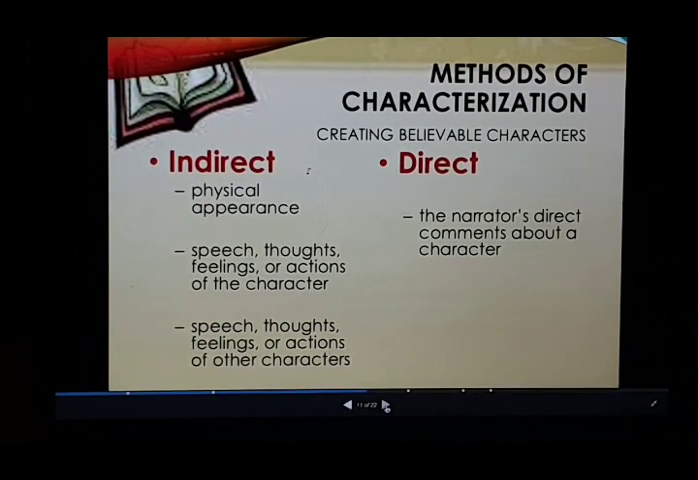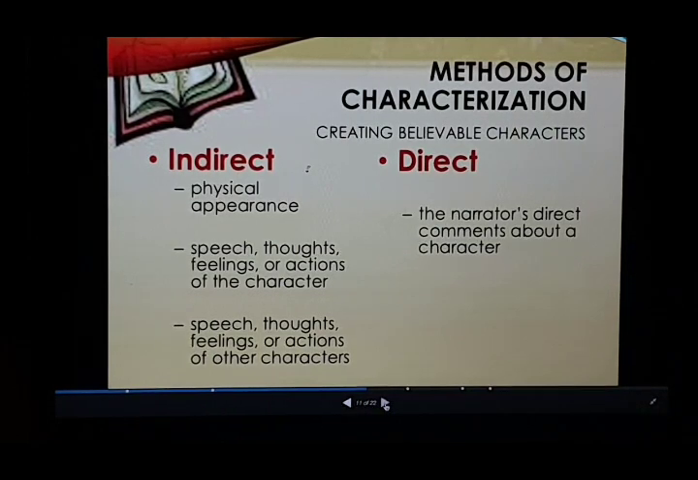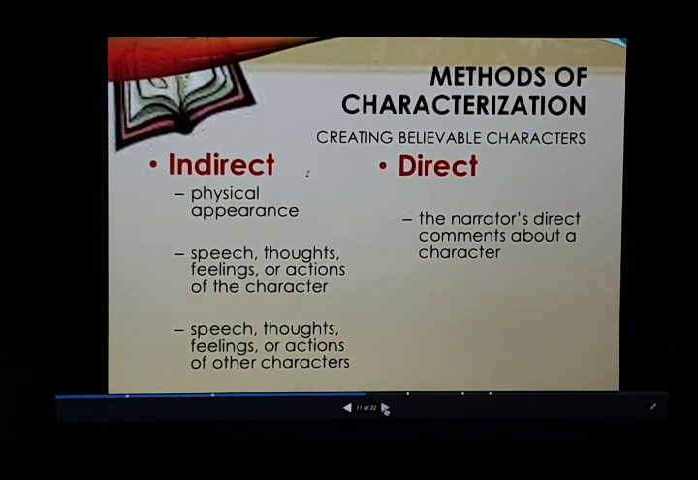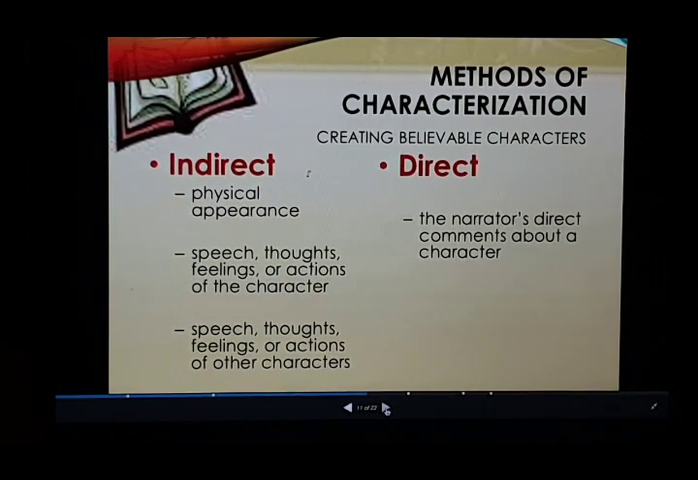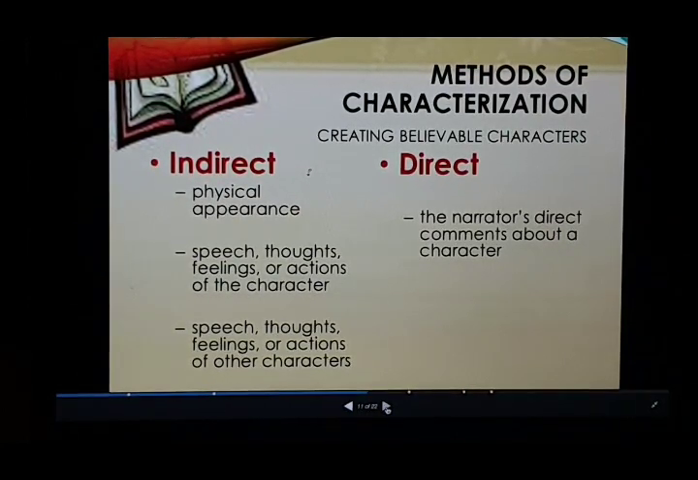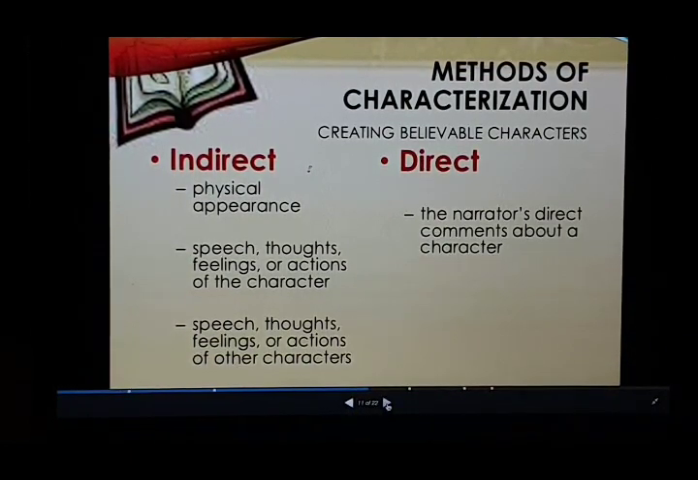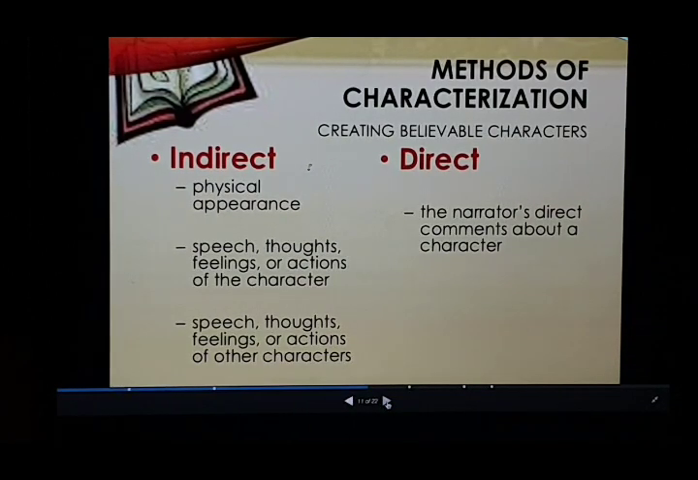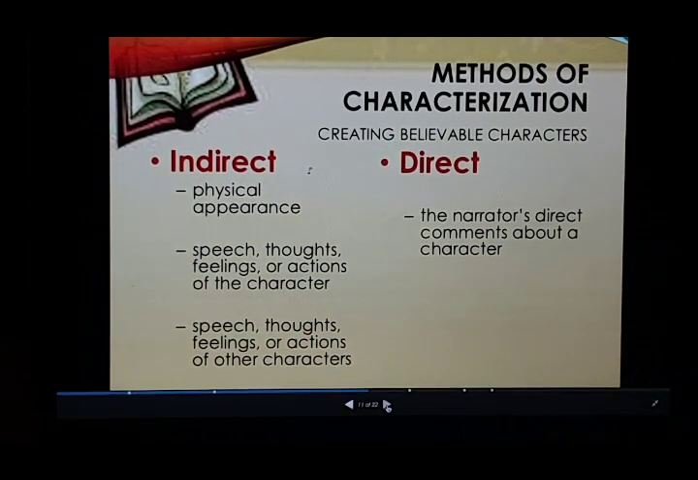Creating believable characters. Now that we already know that the story is a work of fiction, we have to plot it, plan it, in such a way that the reader believes in the characters. He always thinks that these characters are real. He doesn't have this understanding in the mind that, oh, why should I read the story? It is only a fiction, it is only an unreal story.